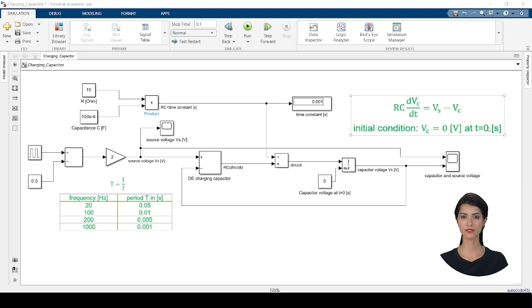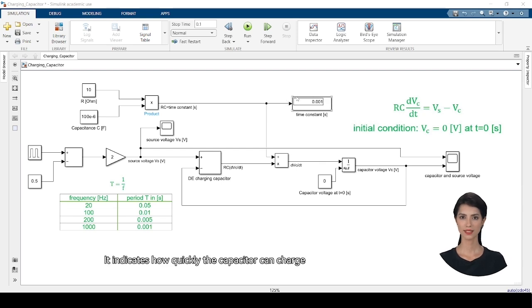This is noted above. The time constant is calculated from the resistance and capacitance of the capacitor and remains constant throughout the simulation at 1 millisecond. It indicates how quickly the capacitor can charge and discharge. The smaller the time constant, the faster the process.